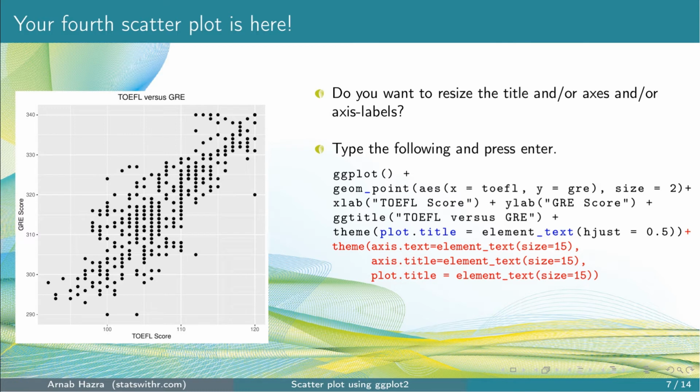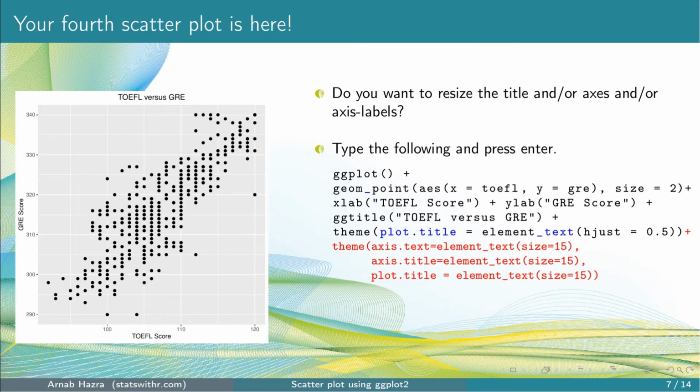Axis.title equals to element_text size equals to 15. This increases the font of the axis titles. And plot.title equals to element_text size equals to 15. This increases the font of the plot title. If you don't need one or two of them, you can remove those lines. The larger the size you want, you need to fix a larger number. So choose a number accordingly.